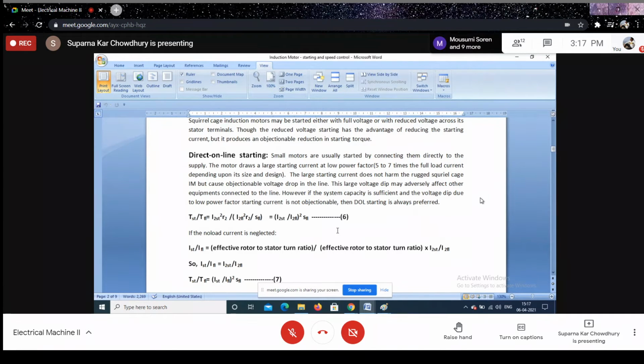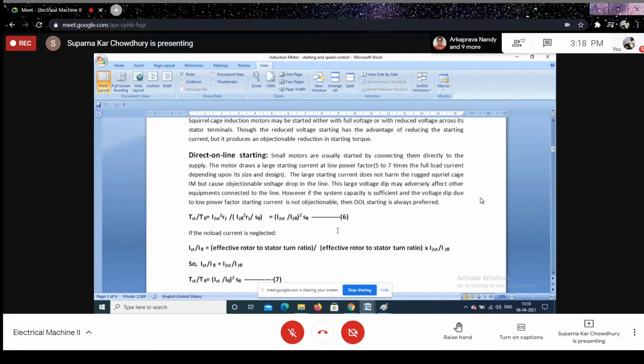So for medium and high voltage motors, if the line capacity is sufficient, then those motors also can be started direct online. Now here we can take the ratio of starting torque and full load torque. Approximately, we have seen that the torque is proportional to I2 square R2 by S. So starting torque is proportional to I2 square R2, because S is 1, and full load torque is I2 full load square R2 by S full load.